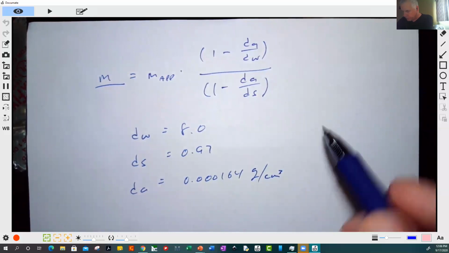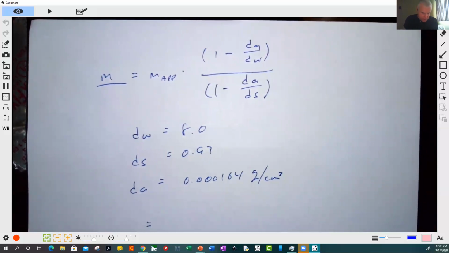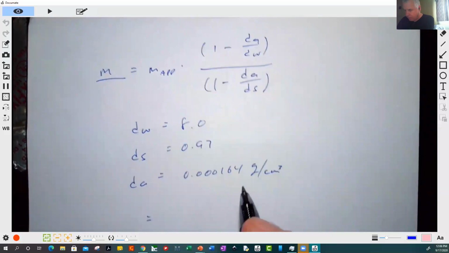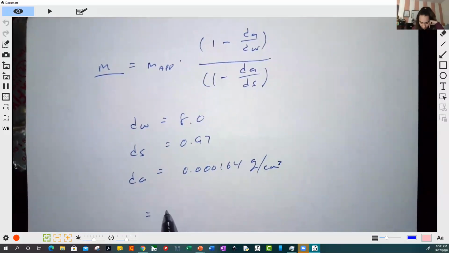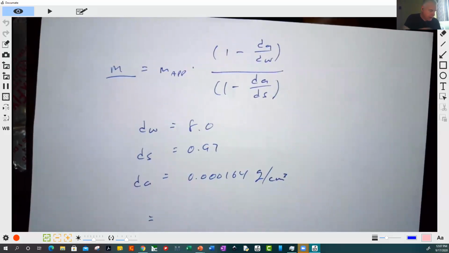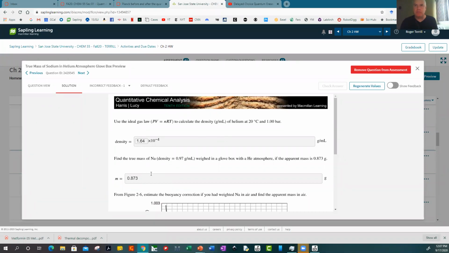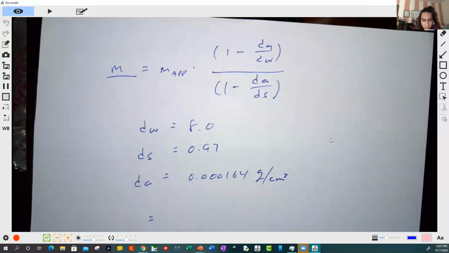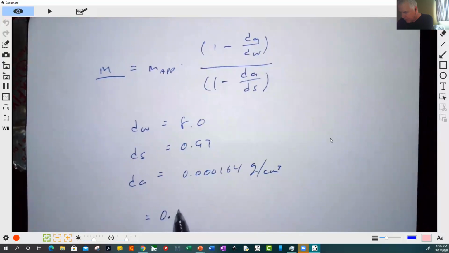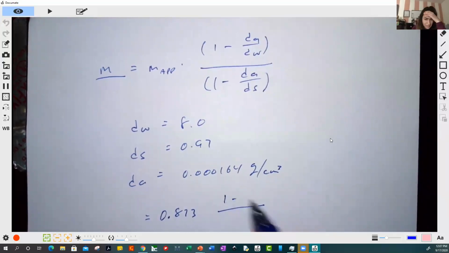All righty. What was the apparent mass again? I have 0.900 grams. Oh, no, the apparent mass is the one that they actually weighed. Are we on the same page? I think so. 0.873, right? The apparent mass is 0.873, right? Yeah. So I have 0.900. Oh, the result of this calculation is 0.900? Okay, that actually seems fairly close.